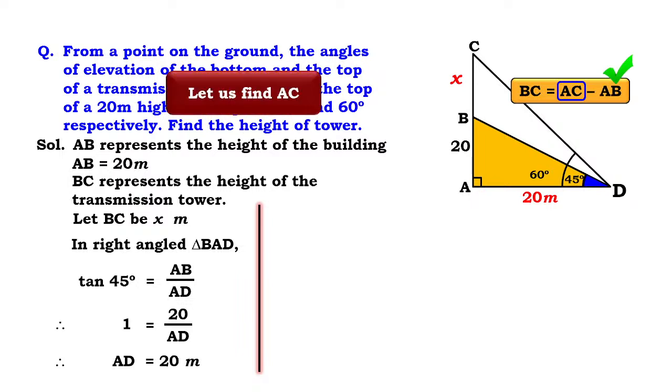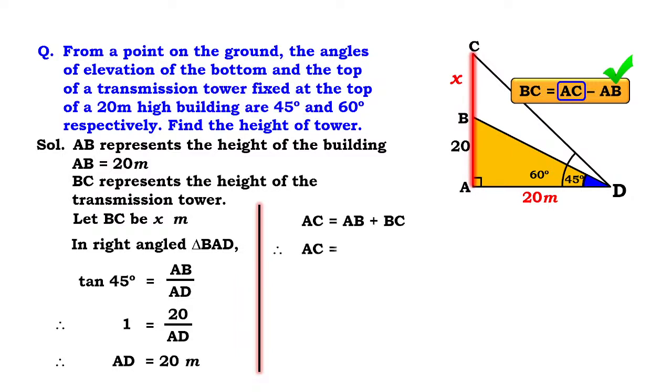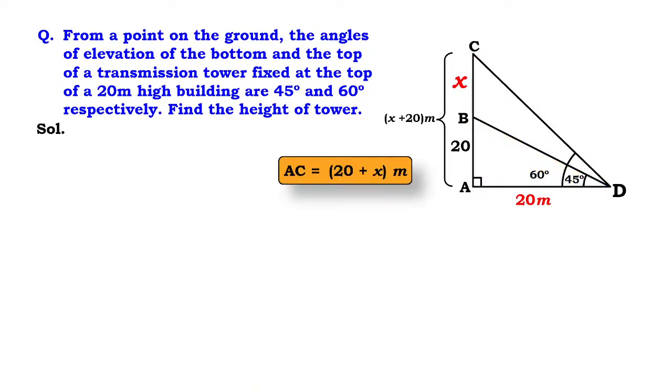Okay, now let us find AC. What am I going to find here? AC. What is AC? The complete height. Height of the building plus height of the tower. AC is equal to AB plus BC. So this is 20 plus BC. This is X. Correct? Okay. So now AC is equal to 20 plus X meter.